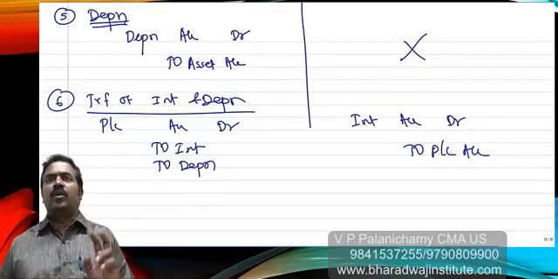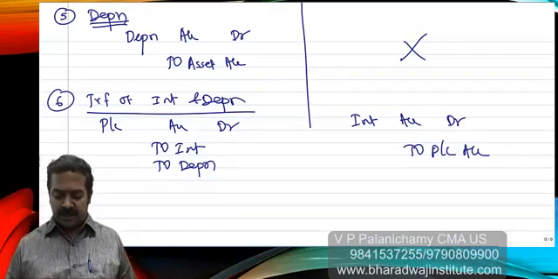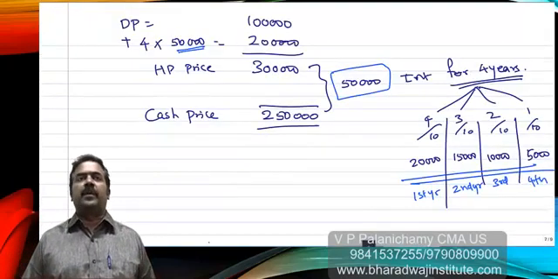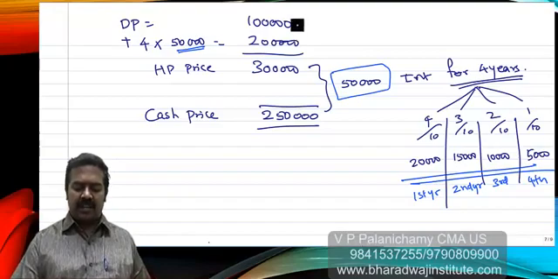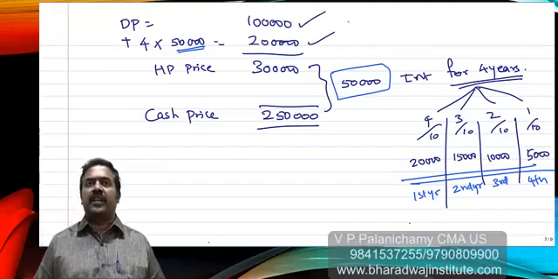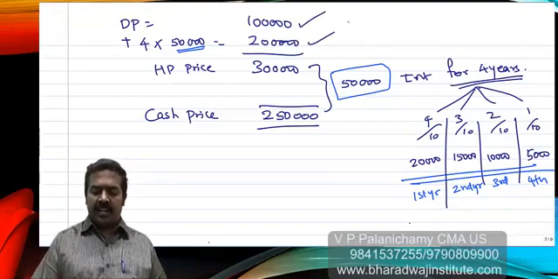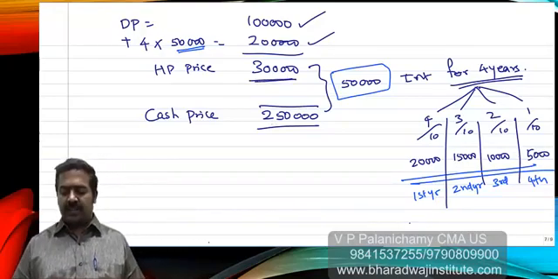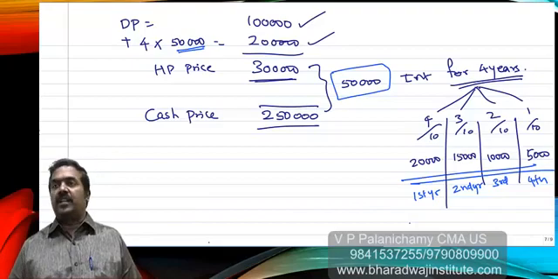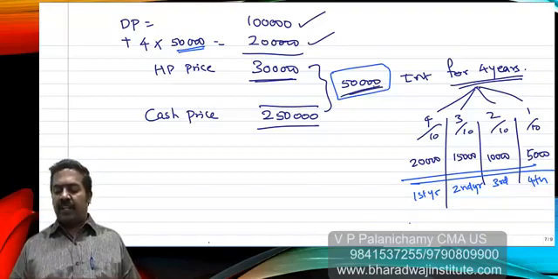Yeah, let us do accounting for the last problem. What was the down payment? 1 lakh. Down payment is 1 lakh plus 4 installments of 50,000 each. So totally hire purchase price is 3 lakhs. Cash price is 2 lakh 50,000. 50,000 is interest for 4 years. We split it 20, 15, 10, 5.